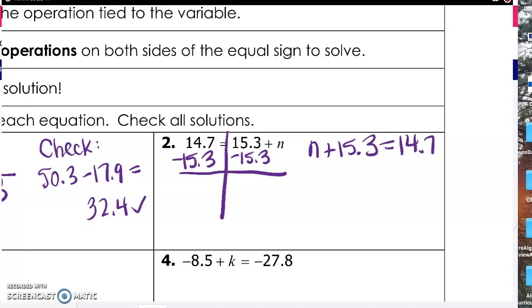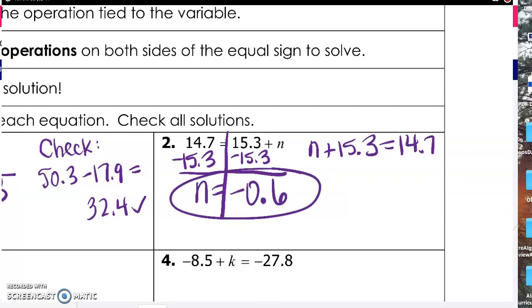Make sure you go in order straight down. 14.7 minus 15.3, and we end up with negative 0.6. So n equals negative 0.6. And that would be the same if you rearranged it also over here.